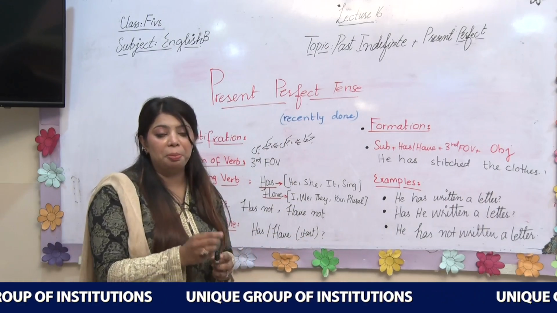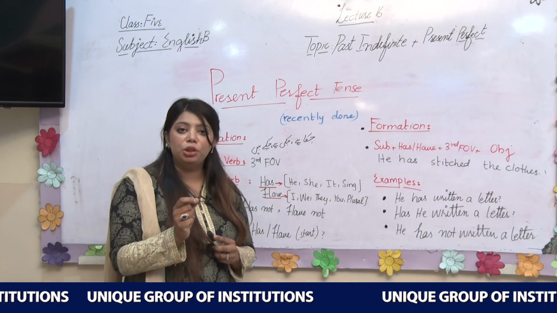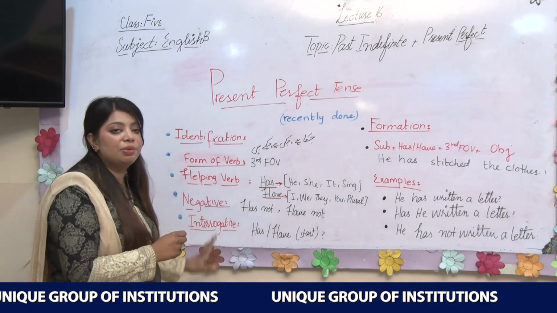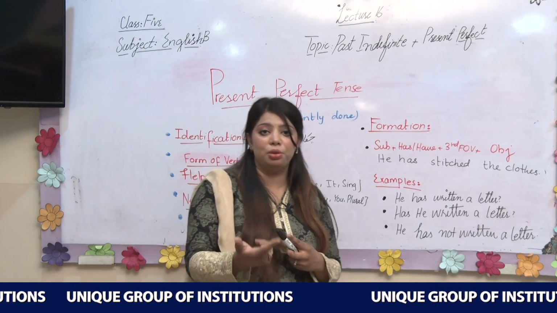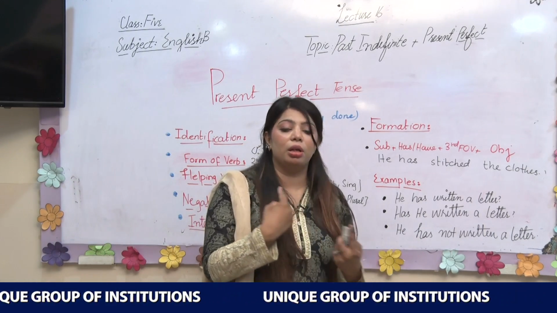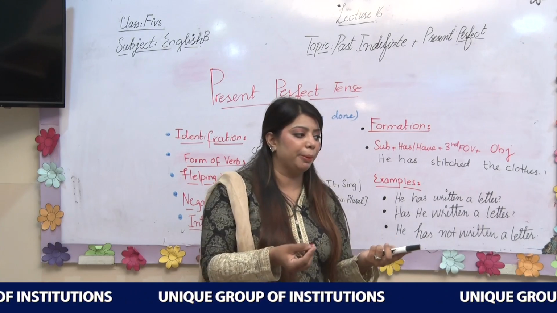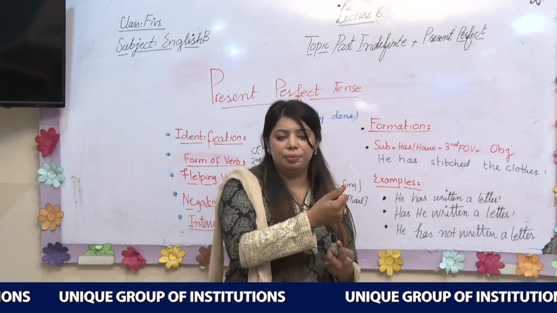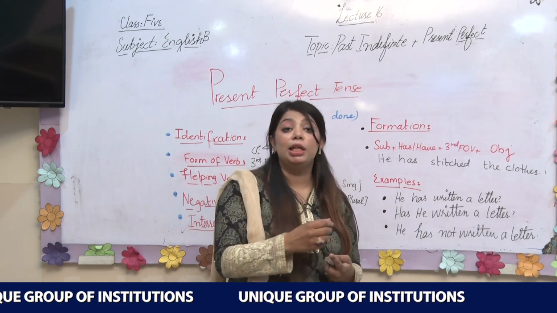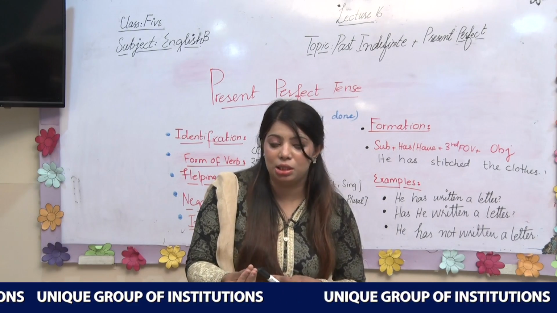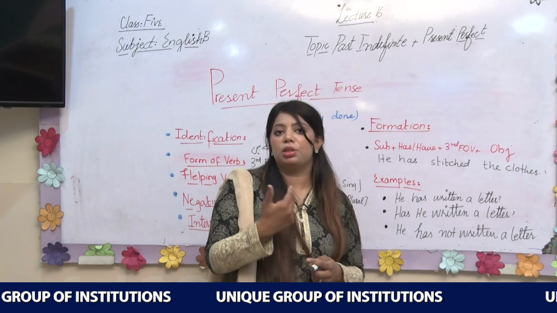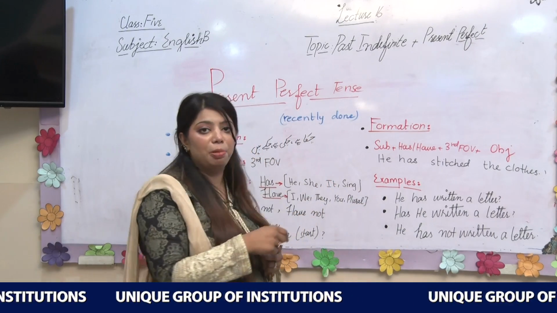So this is all about present perfect tense. What you need to do is learn these 5 tips carefully, and make sentences by yourself by observing your surroundings. For example, he has done the letter, he has written the letter, he has cooked the food. You have to write at least 10 sentences after observing your surroundings, following present perfect tense and these 5 tips.